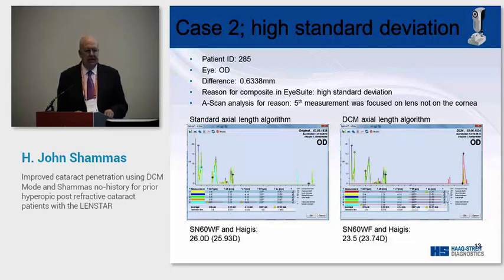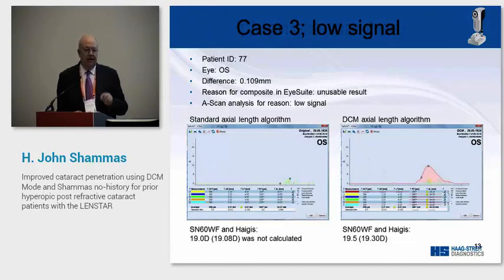The second one is if you have a high standard deviation. And that makes a big difference. I remember this patient very vividly because my technician came in and said that this right eye measurement is totally different from the left eye. At that time, I noticed that the fifth measurement was in front of it because the machine was focused on the lens instead of the cornea. I made him repeat it with immersion ultrasound, and I'm glad I did not use the 26 diopter. I used the 23.5. Had I had the DCM at the time, it would have shown me immediately that the measurement is here, and it would have made the correct measurement. So this is a very important point.